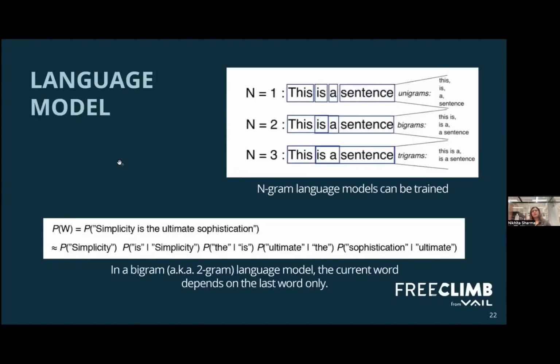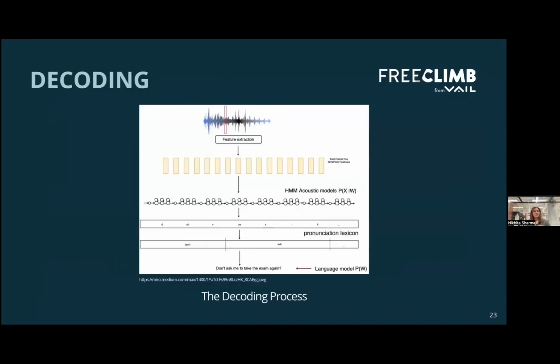And language models are typically n-gram-based models. So if you have a bigram model and if you wanted to find the probability of this sentence, it can be written as the probability of the first word, and then you can have this conditional probability. So since it's a bigram model, it will only depend on the previous word. So probability of simplicity, then probability of the second word given the first word, and so on. So this is how the language model makes predictions.